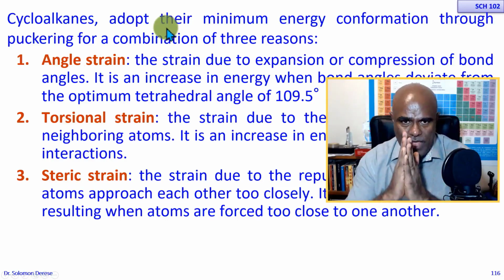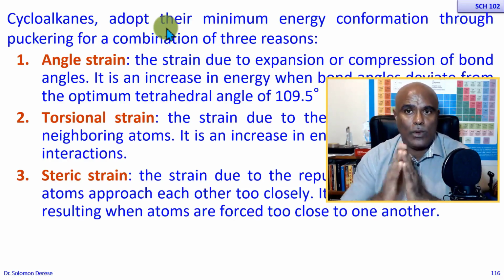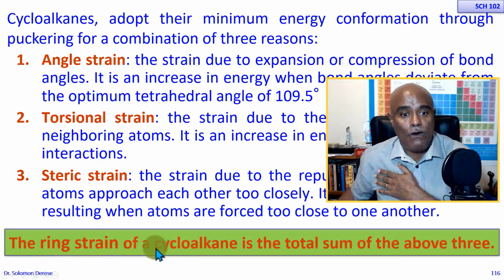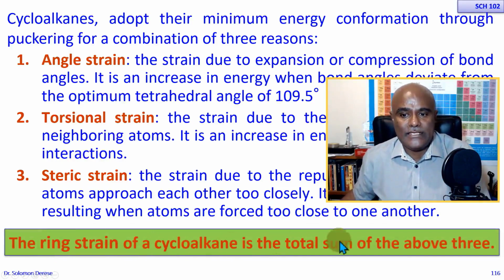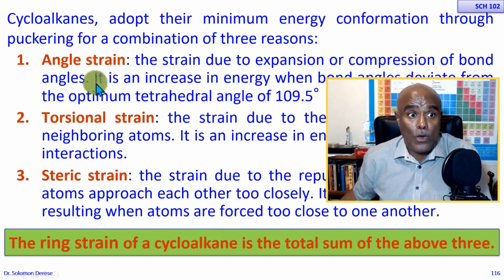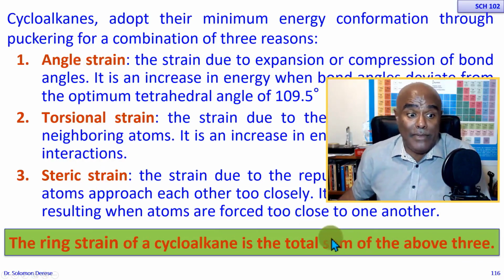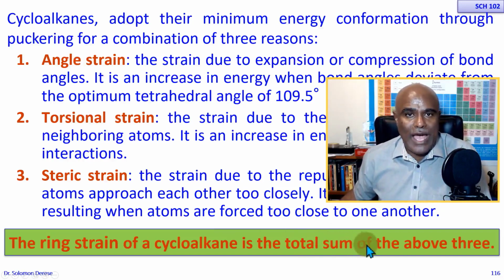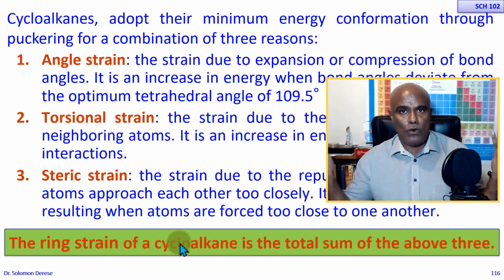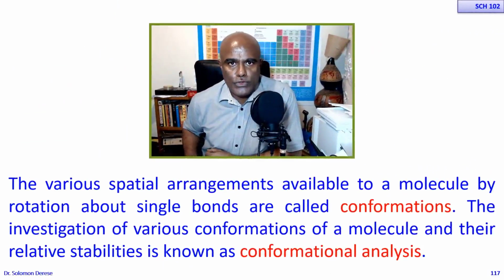So the strain you see in a particular cycloalkane is a combination of this. So the ring strain of a cycloalkane is the total sum of the above three. All these three contribute towards the stability of the cycloalkane, and will determine how strained the cycloalkane is compared to an open chain alkane. So you now know what conformations are.